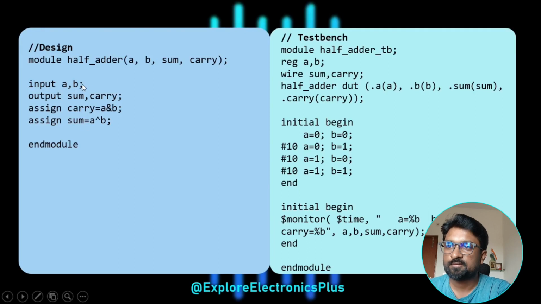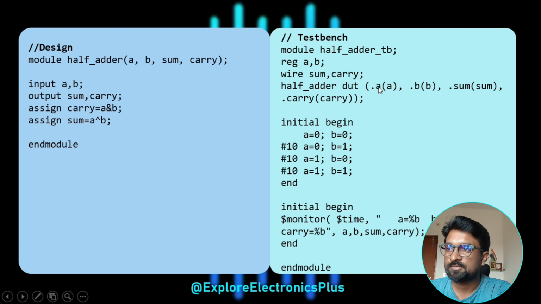To verify this, we can write the Verilog test bench like this. Module half adder TB is the name I have used, and I am declaring my inputs A, B as registers and similarly the outputs as wire. This is what the rule says. And I am instantiating this half adder over here. DUT is my instance name and I am mapping with the port names.